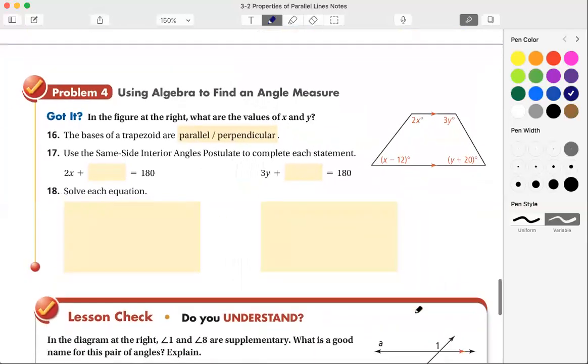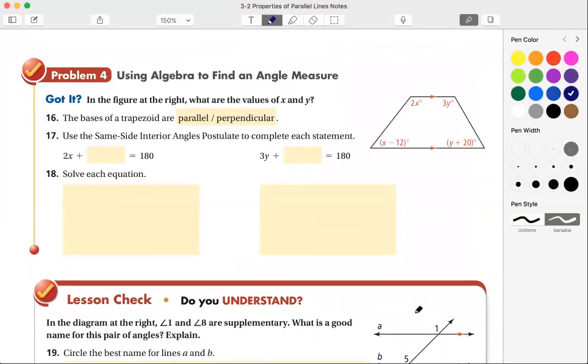All right, now let's use some algebra here. The bases of a trapezoid are parallel. Notice these indications here. So this is a trapezoid. We're going to use the same side interior angles postulate to complete the statement. So parallel lines cut by a transversal, these two angles must add to be 180 degrees. So 2x plus x minus 12 equals 180 degrees. And then 3y plus y plus 20 equals 180 degrees. So we're going to solve both of these equations now.